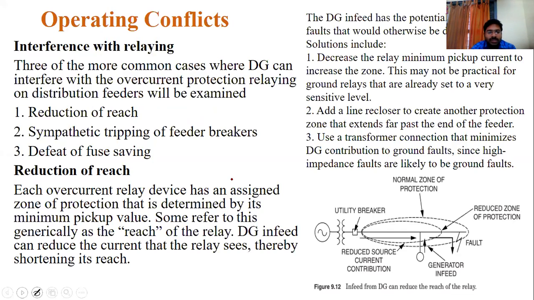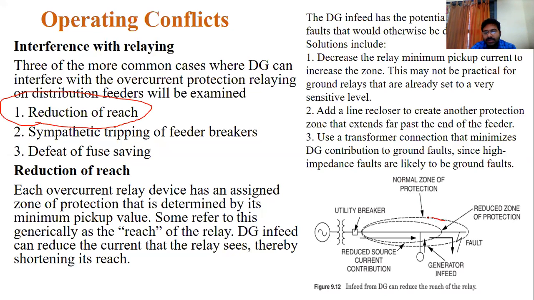Now you can see interference with the relaying. We can divide it into three different types. First one is reduction of reach, second one is feeder breaker tripping, and third one is fuse saving. A very important thing. We already discussed reduction of reach in the last class, but once again let's see what it is.